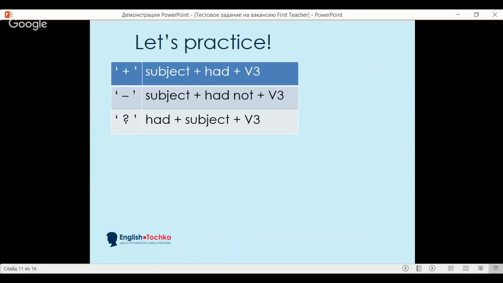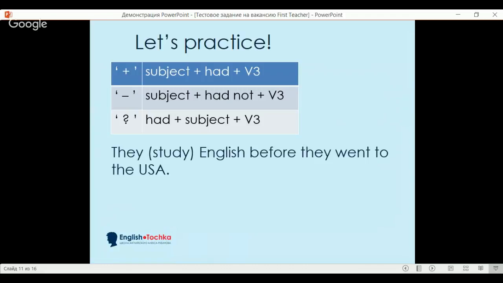So I remind you three forms. And now we do the first with plus. They studied English before they went to the USA. Make up an affirmative sentence. Affirmative, утвердительное, as you remember. Negative, отрицательное. Question is question, you know. So they studied English before they went to the USA. Please give your variants in the chat.